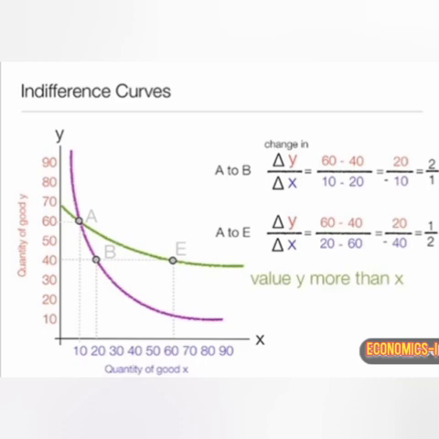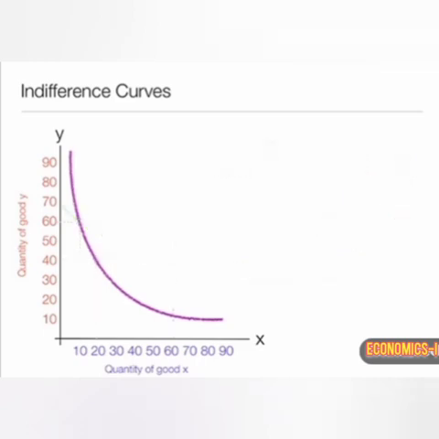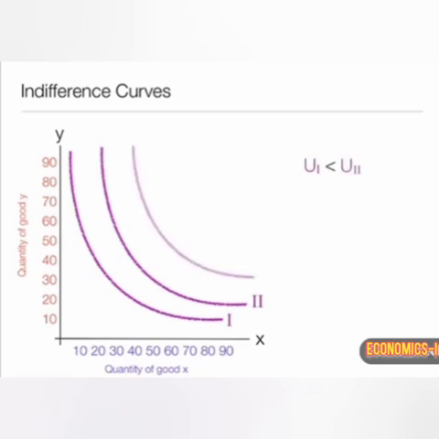Let's take another indifference curve. The first indifference curve utility is less than the second indifference curve utility. Let's take another curve, where the utility of the third indifference curve is more than the first and second indifference curves. Let's examine this example.